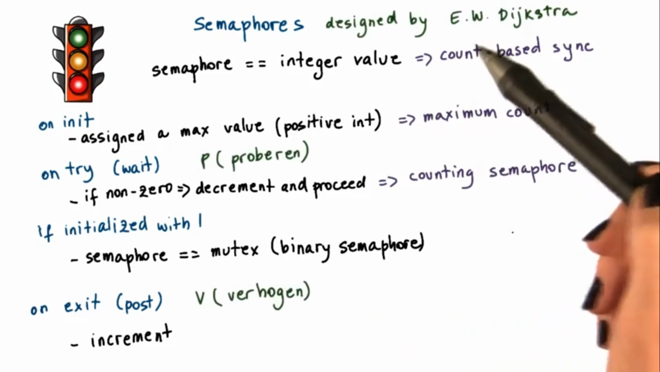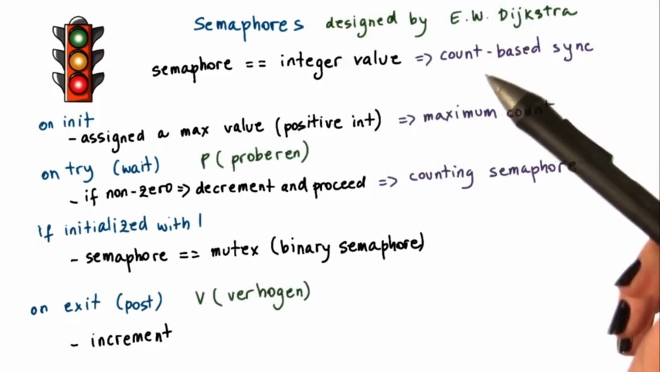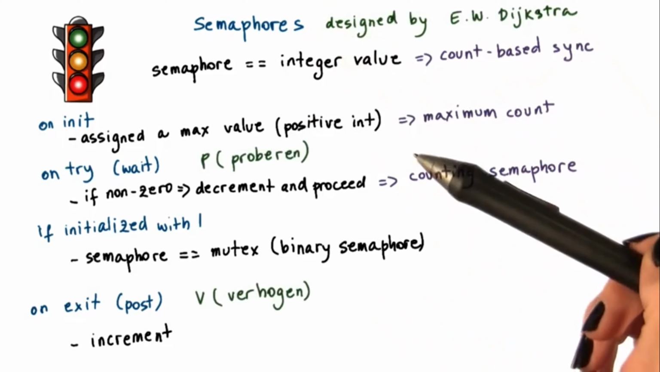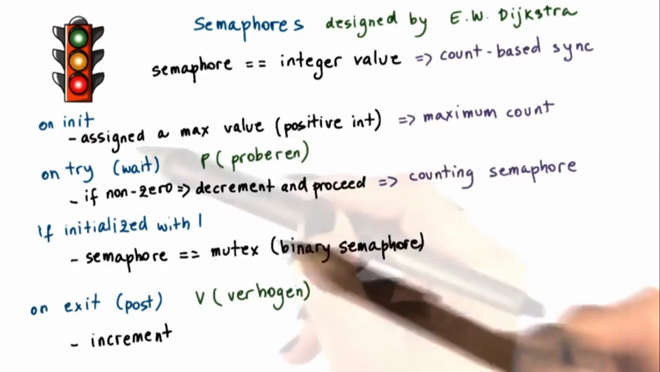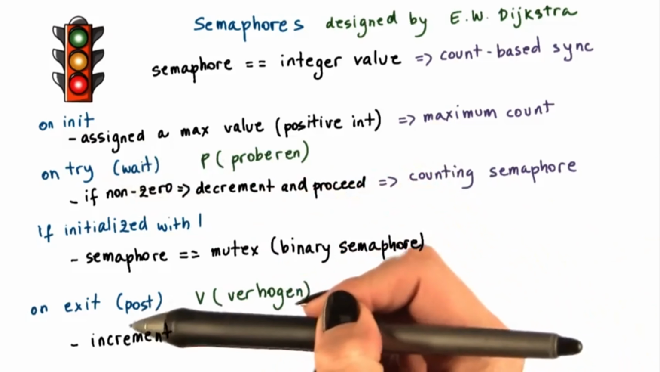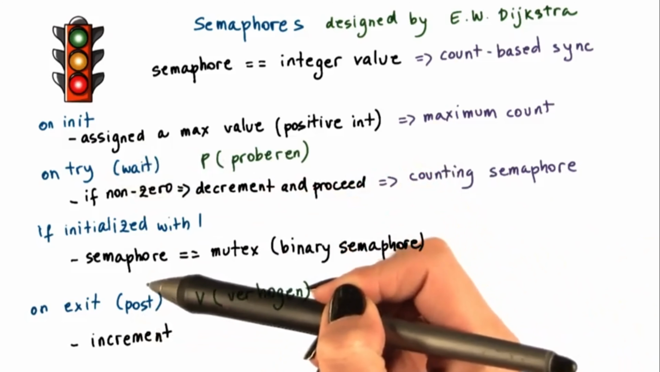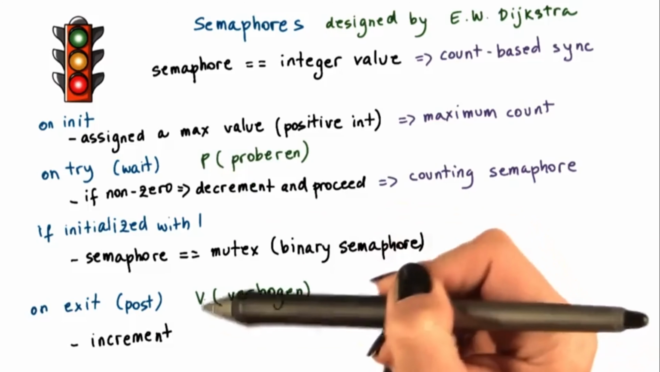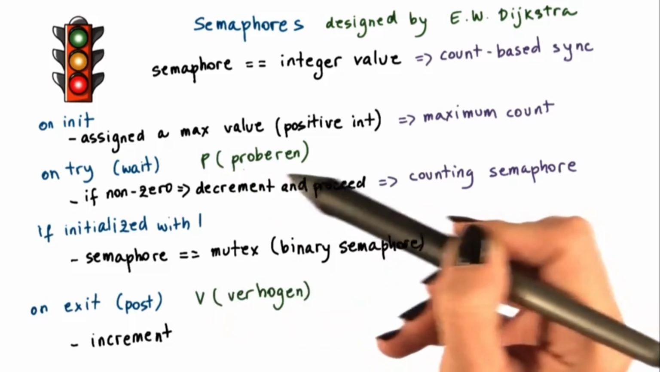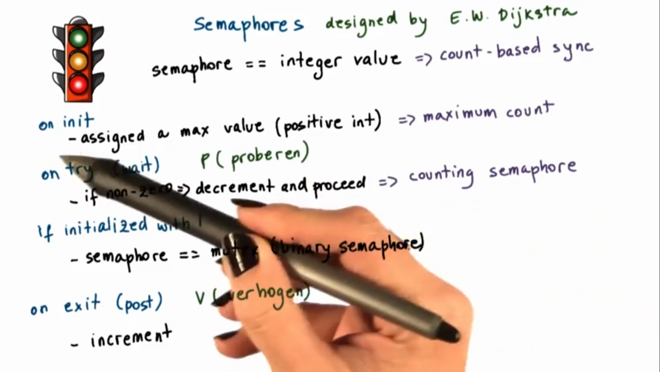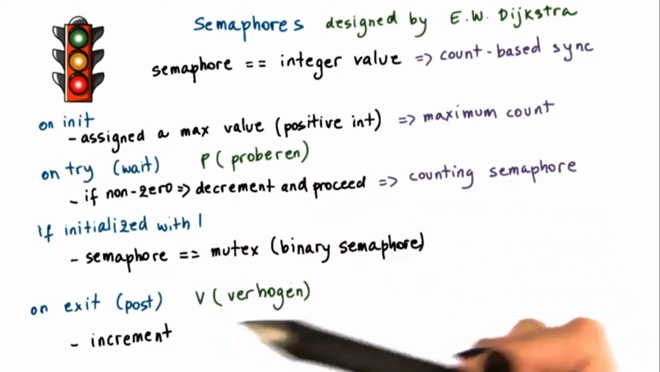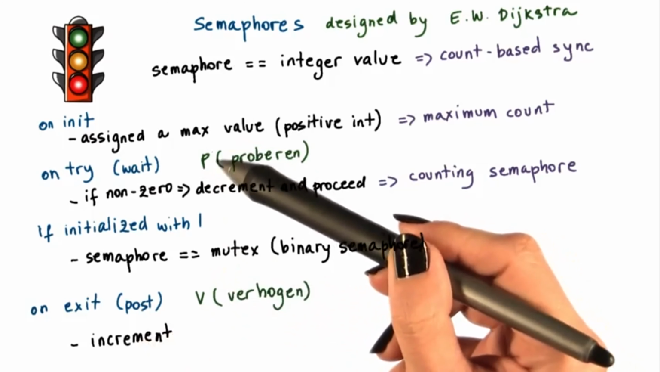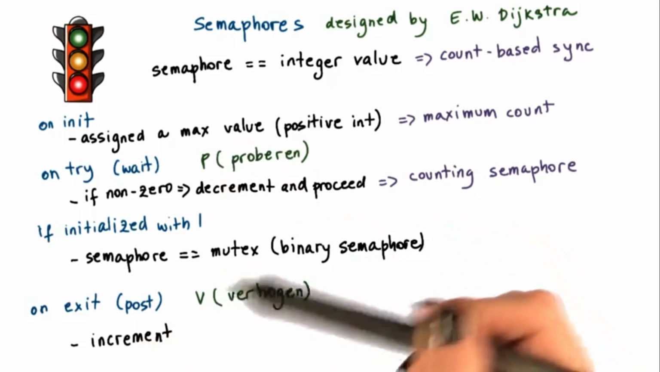Finally, some historic tidbits. Semaphores were originally designed by Dijkstra. He was a Dutch computer scientist and also a Turing Award winner. And the wait and post operations that are used with semaphores were referred to as P and V, and P and V come from the Dutch words proberen, which means to test out, to try, and verhogen, which means to increase. So if you ever see a semaphore used with operations P and V, you will now know what that means.